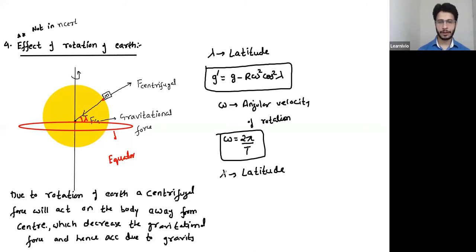You must have done latitude in your geography class up to class 10. There are two angles, one is longitude, another one is latitude. And this T is the time period of rotation. Time period of rotation of Earth. In general, this time period is 24 hours.